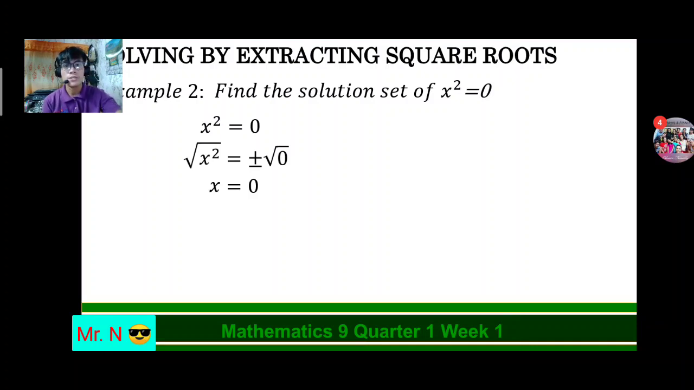Okay, so x equals to 0. As you can see, isa lang, no? So, our solution set will be 0. Eh sir, bakit isa lang? Sabi mo kanina, dalawa ang solution set. Ibig sabihin, dalawang 0. And since parehong 0 lang naman yan, ibig sabihin, we can just write 0 in the solution set.